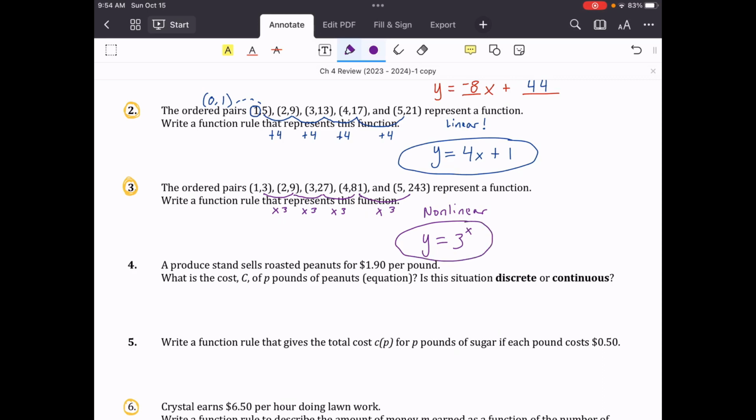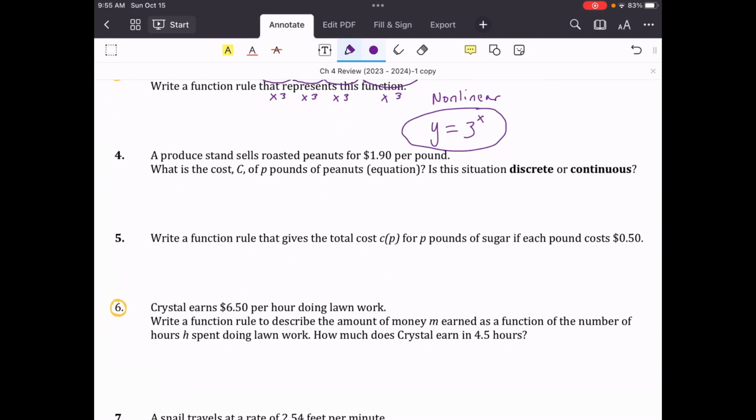And if you want to go back and check, you can. Plug in 1 for x, you get 3 to the first power. That works for the first set of points. Plug in 2 for x, you've got 3 to the second power, which is 9, so that works there. Plug in 3 for x, 3 to the third power is 27, and so on and so forth. All right, so we're going to jump down to question 6 now.